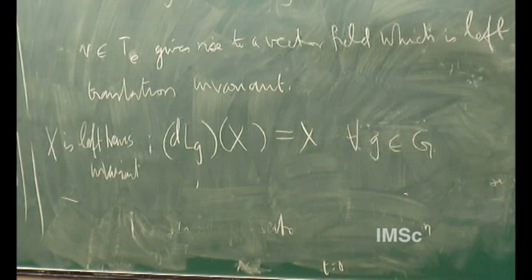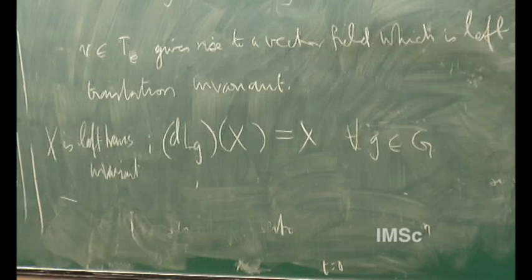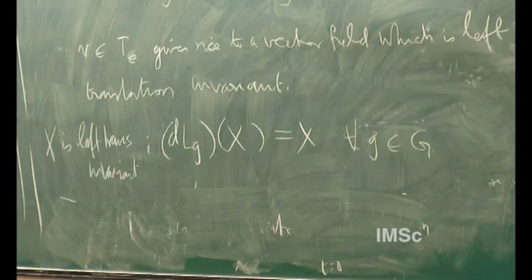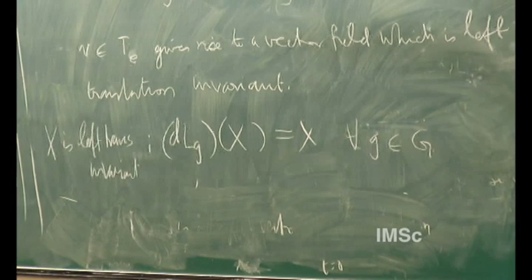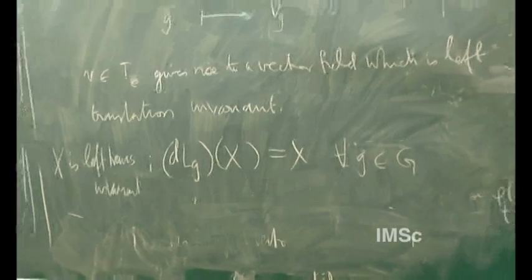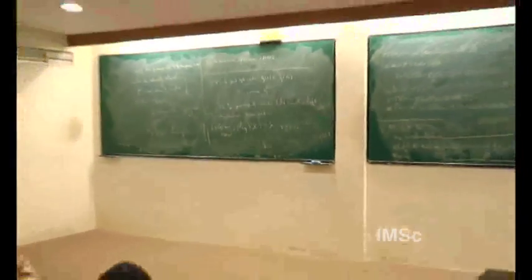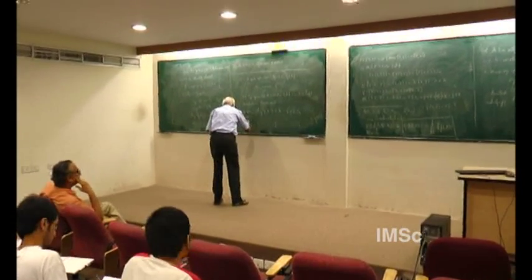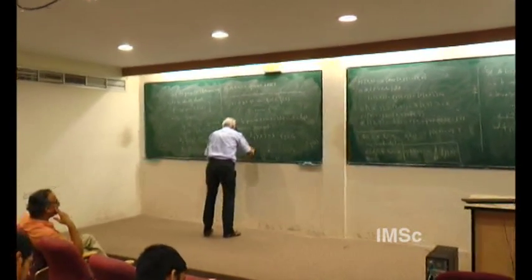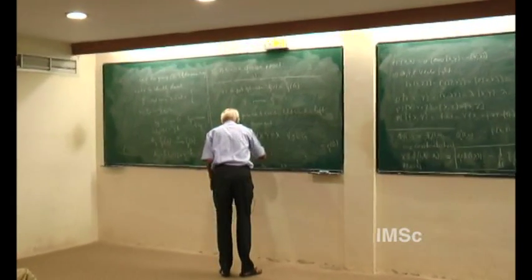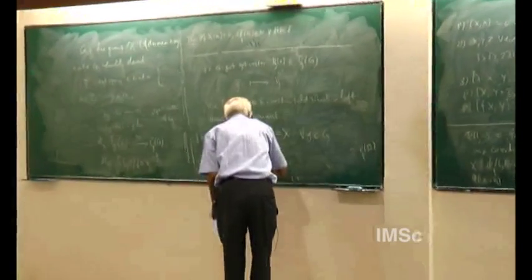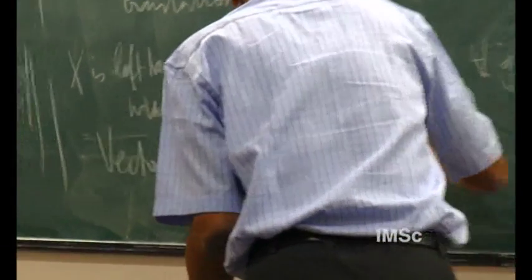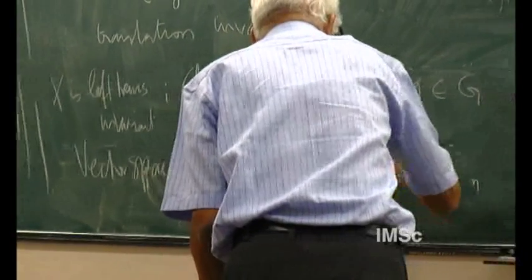Obviously, on the other hand, given a left invariant vector field, it determines the tangent vector at the identity. And if you translate it, you get back that vector field, obviously. So there's a bijective correspondence, an isomorphism if you like, between the vector space of left invariant vector fields on G and the tangent space at identity of G. The vector space of left translation invariant vector fields is in bijective correspondence with the tangent space at the identity.